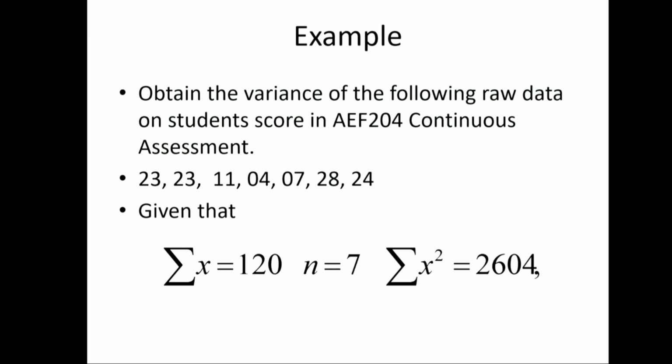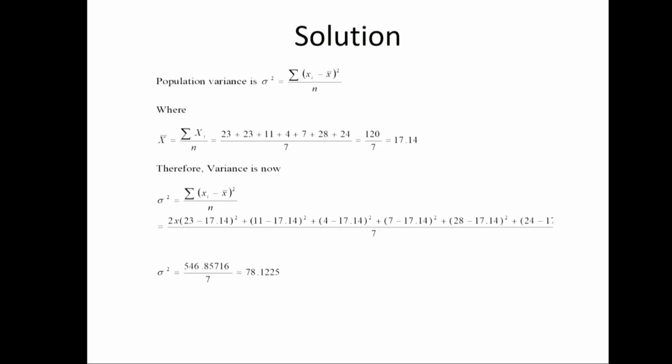That is n. Then, when you square each of these values, 23 squared, the next 23 squared, 11 squared, 4 squared, 7 squared, 28 squared, 24 squared, and you sum everything, that will give us 2604.